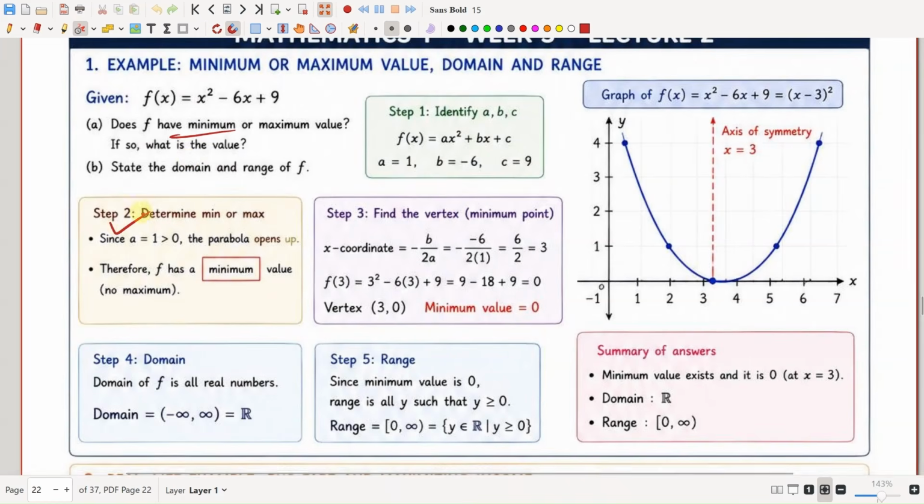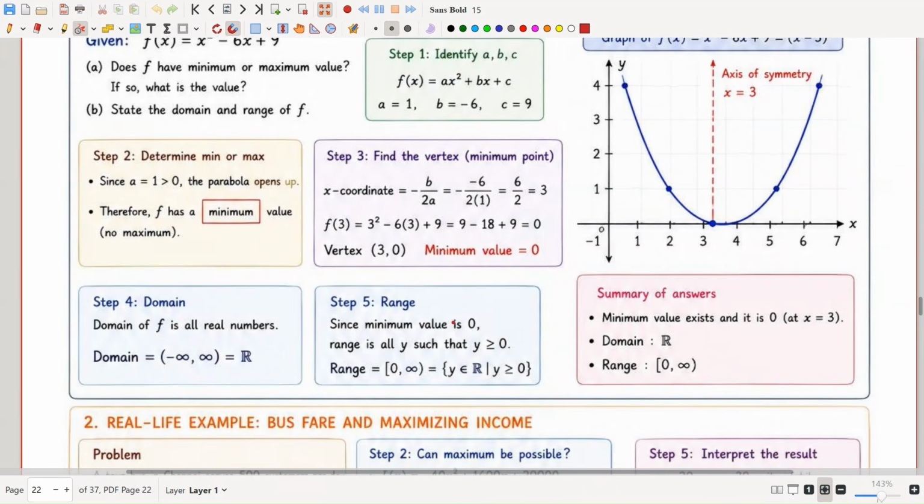We have found whether it has a minimum or maximum. We found that it has a minimum and the minimum value is 0. At the vertex (3, 0), you will be achieving the minimum value, and using the minimum value, we have found the domain and the range. This is how we interpret a graph using the quadratic function.